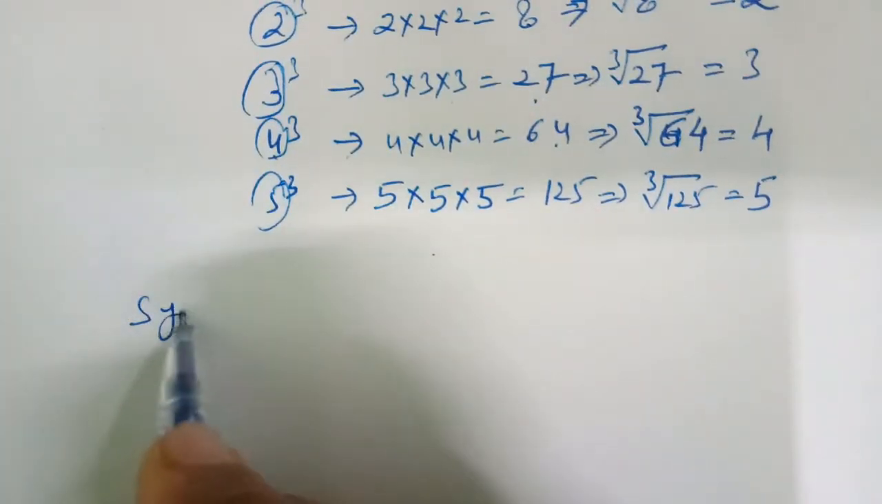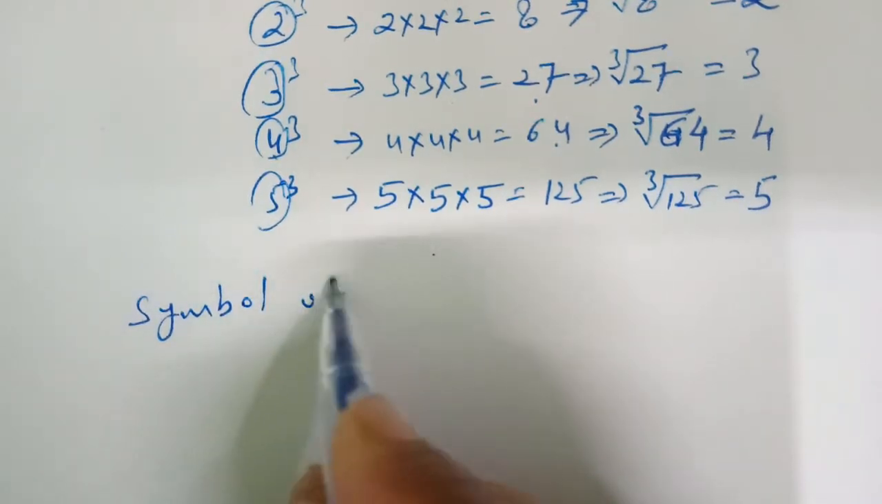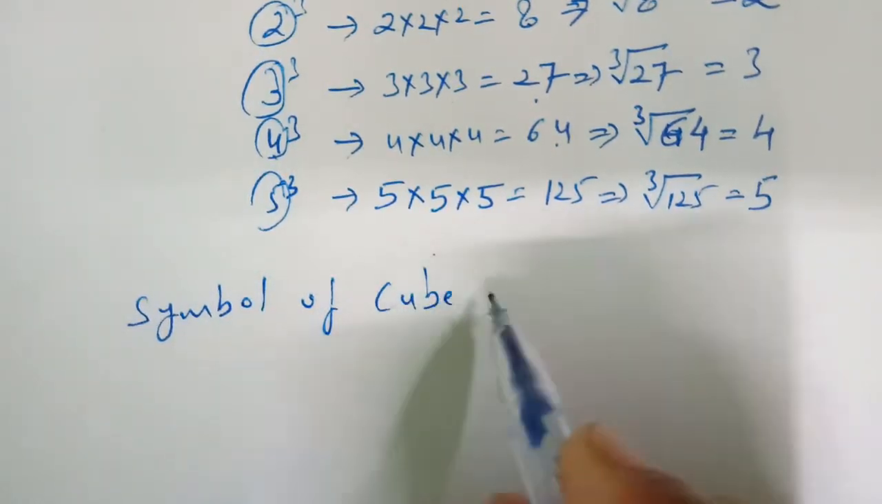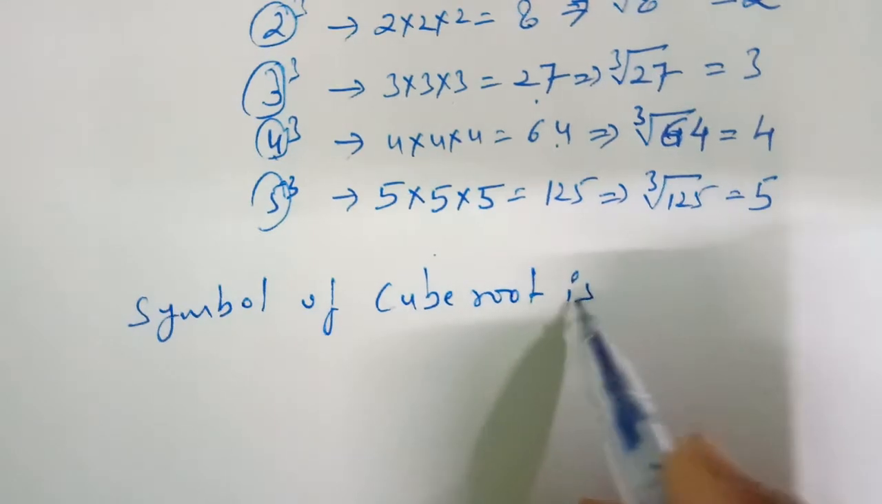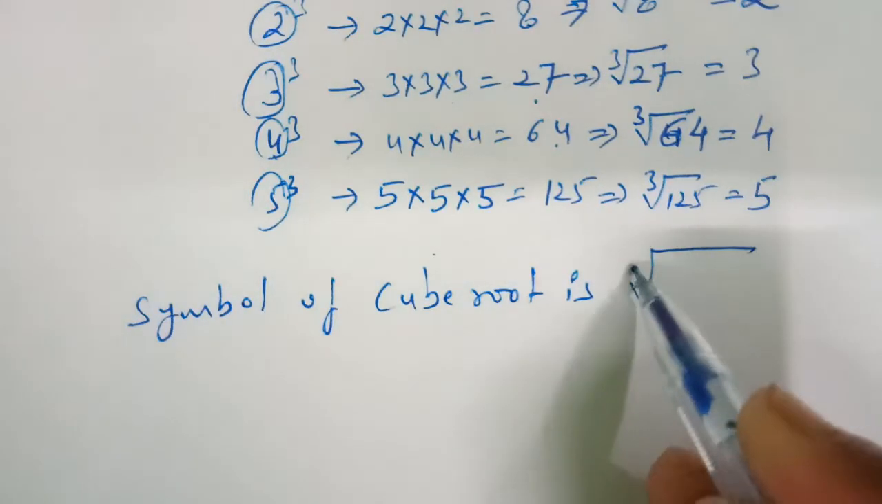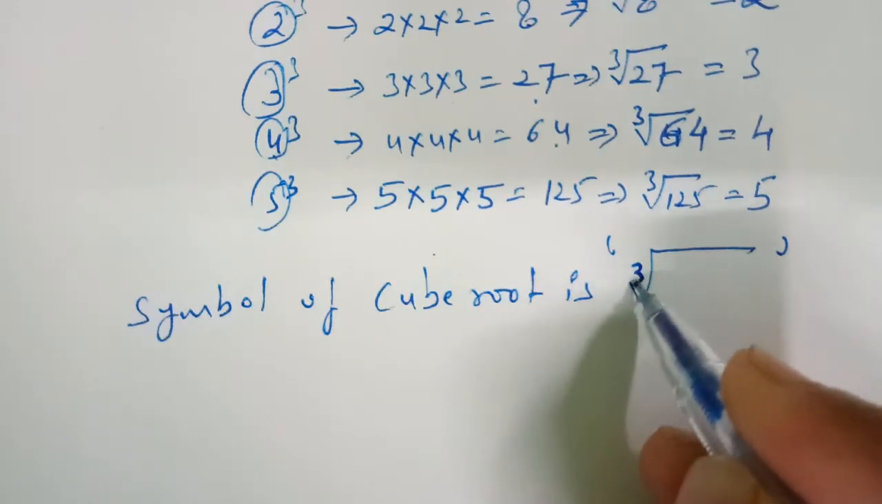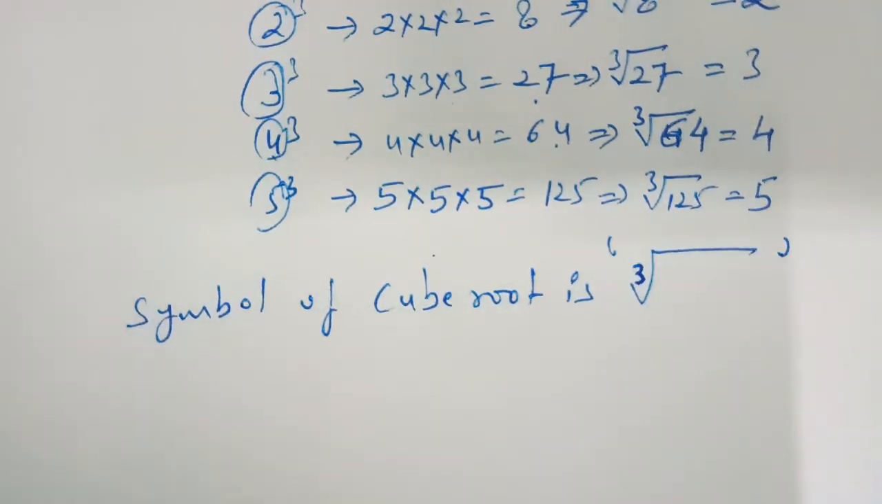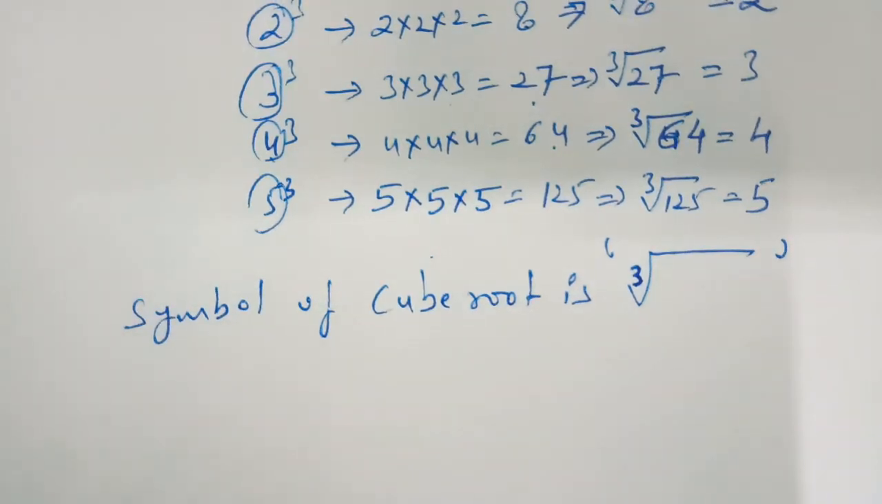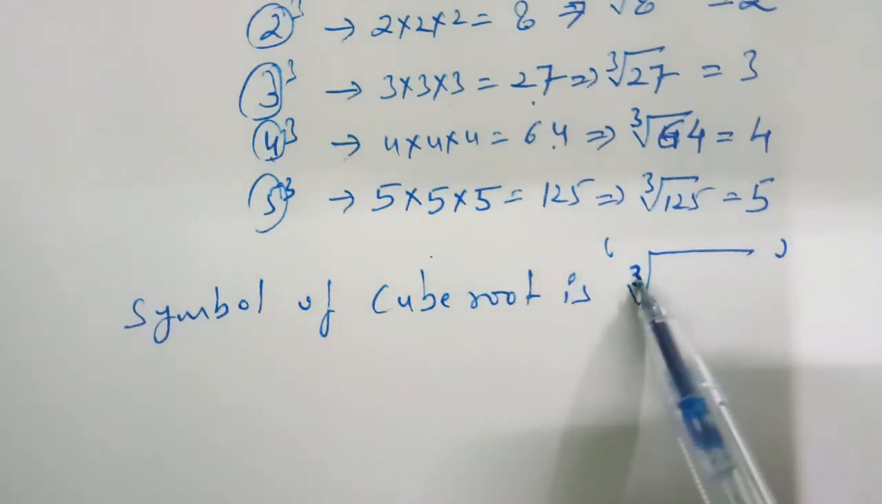First of all, this is the symbol of cube root. Here you have to write 3. Now, whenever you have to find the cube root of any number, you have to find its factors, and among those factors you have to take groups of 3 numbers, because here we have 3.